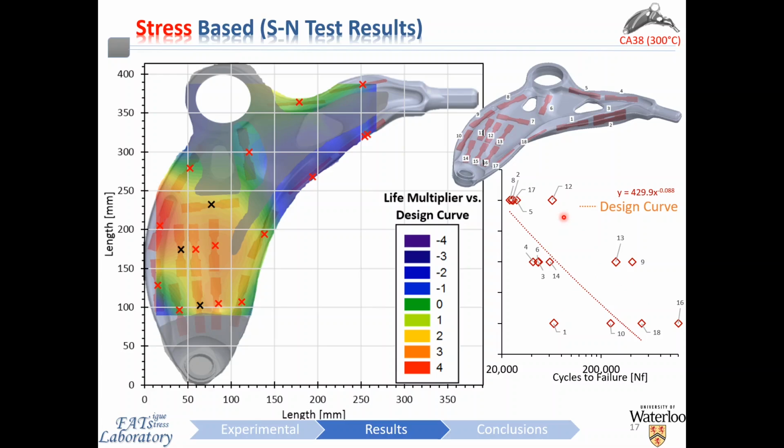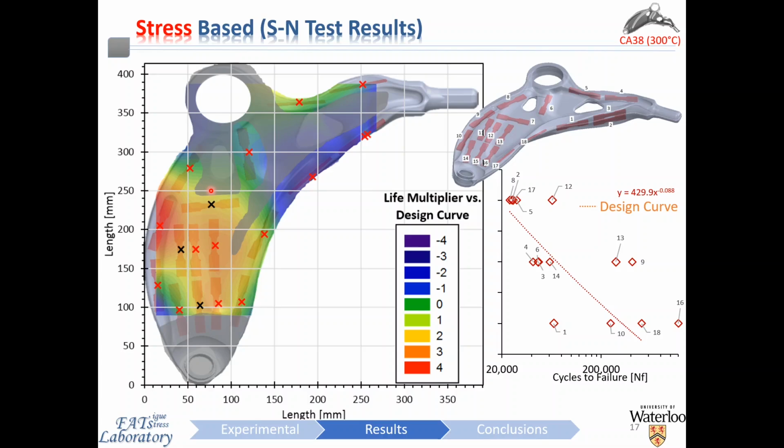If we non-dimensionalize these data points, with ones that fall to the left being worse than the idealized response and ones that fall to the right being better, once we non-dimensionalize these relative quantities, we can effectively get a life multiplier that describes how much each location deviates from this idealized response. So these are the life multipliers shown on the contour plot. We can then map these onto the various locations of the control arm and understand the spatial variation.